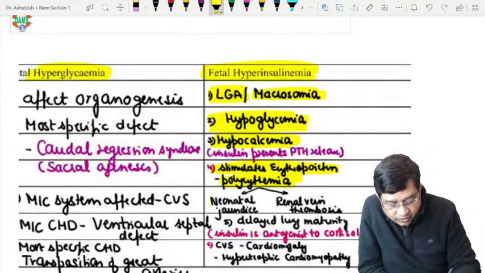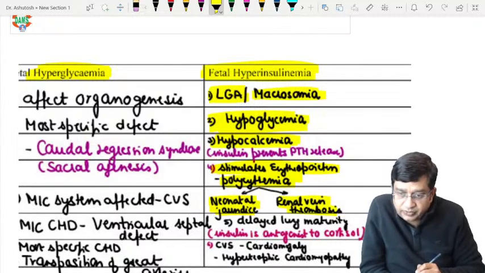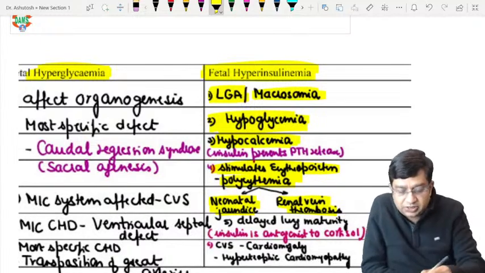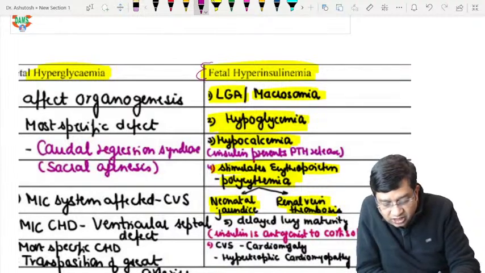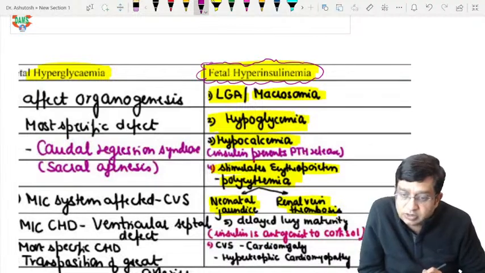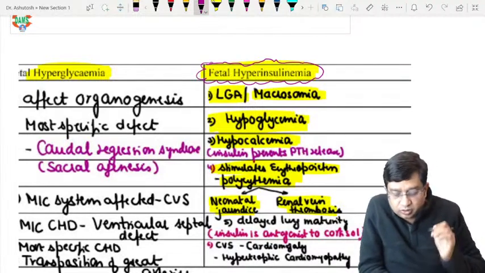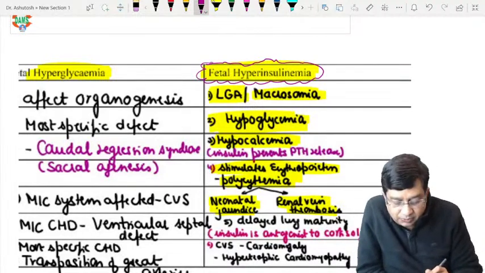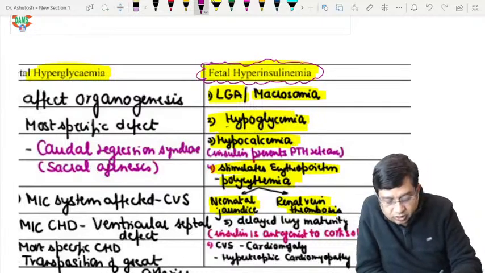Very good. So this is neonatal jaundice, renal vein thrombosis, right? So all this can be seen due to what? Fetal hyperinsulinemia. This is due to the fetal hyperinsulinemia. Clear enough? तो अगर हम यहाँ बात करें fetal hyperinsulinemia, right? So there is particularly hypoglycemia.